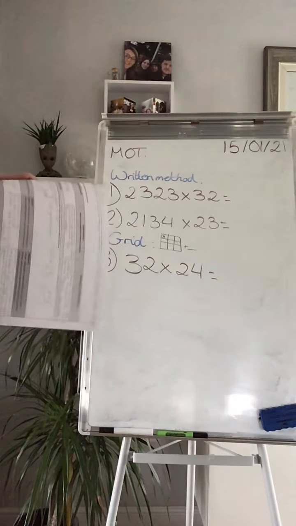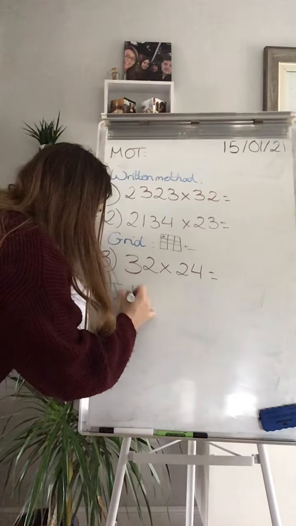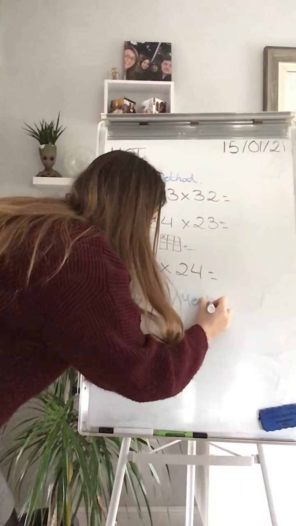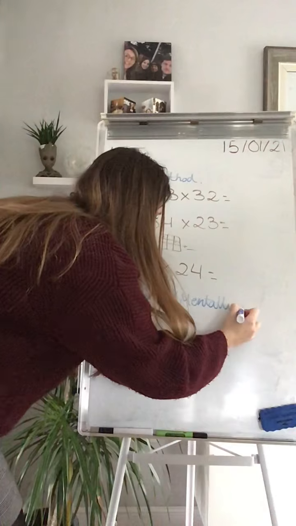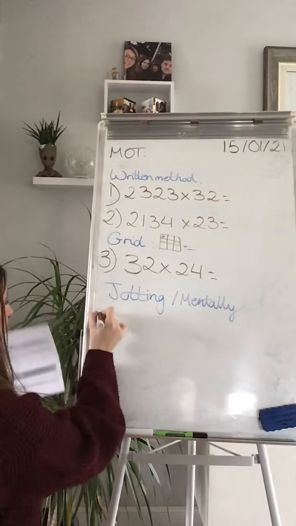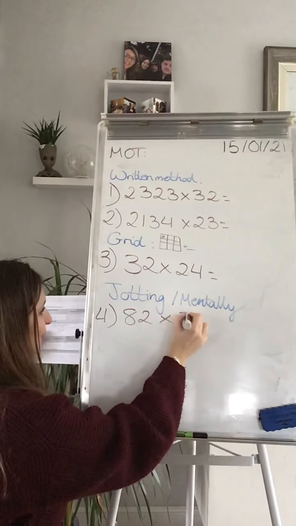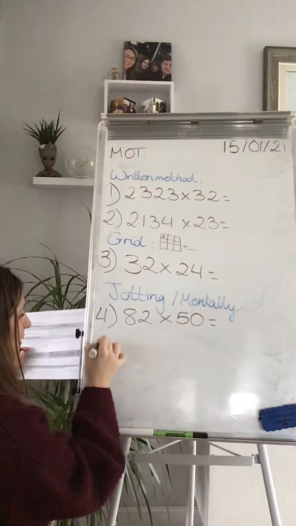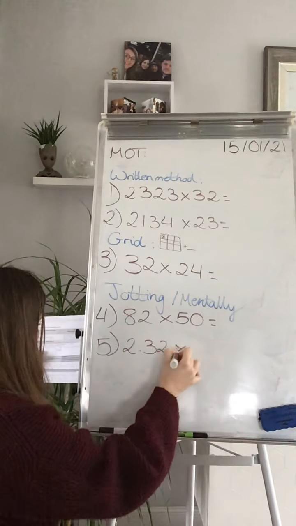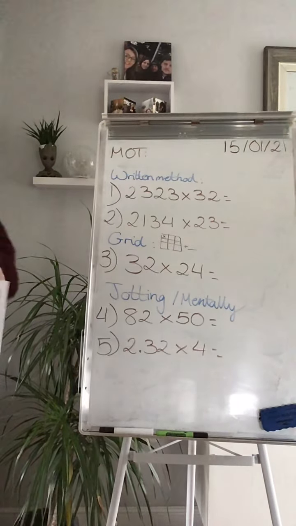And can you do jotting if you need to, or mentally? Jotting or mentally. Can you do number 4 and 5, which are: number 4 is 82 times 50, and number 5 is 2.32 times 4. Okay, that's it. Five exercises.